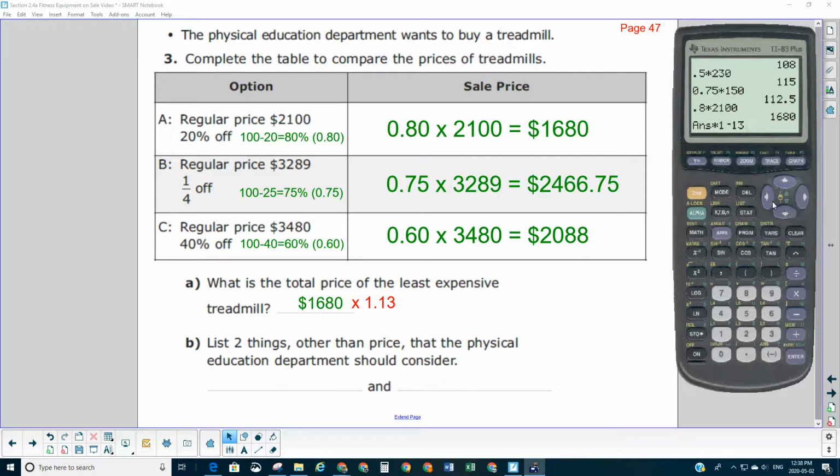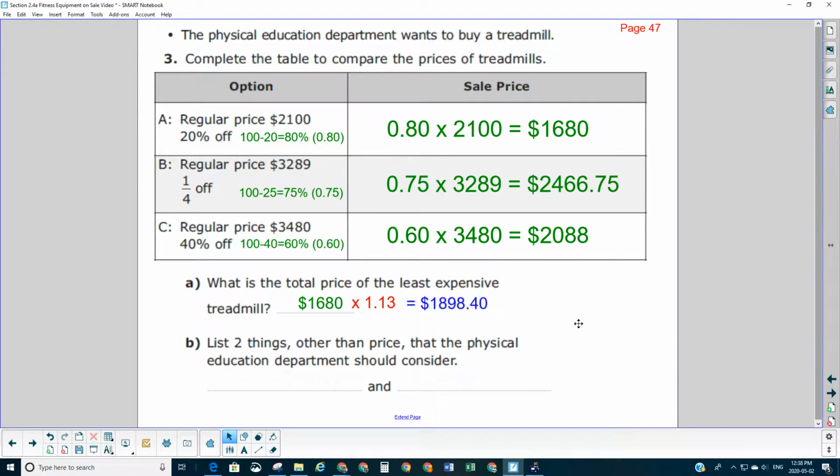Oh, how did I push the decimal button? And then I get my price is $1,898.40.